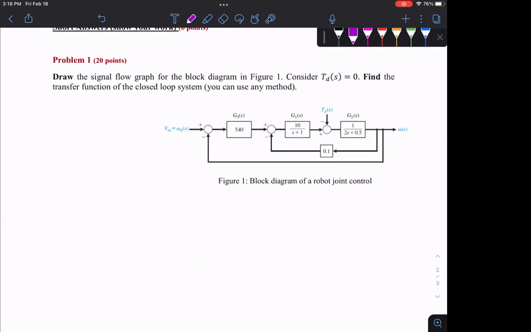Okay, read problem 1 and try to solve it. I'll give you 5 minutes and then I'll solve myself. Okay, 5 minutes should be enough at least to know what you want to do.